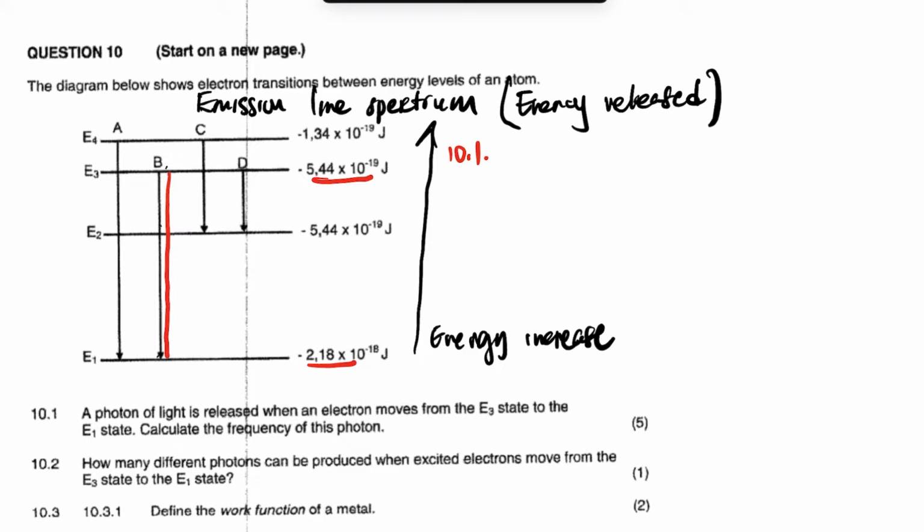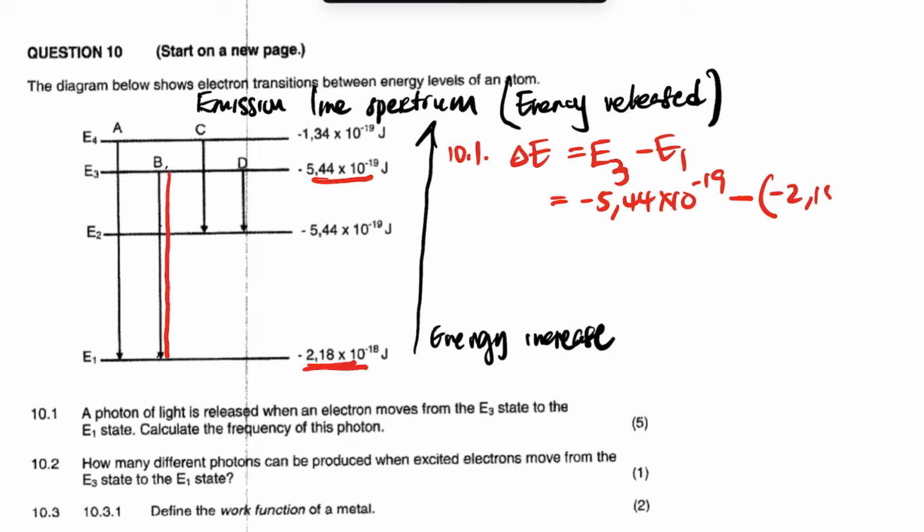So the way we're going to do that, we're going to use the formula. We have to calculate the change in energy. There's an energy change from that level to that level. We need to calculate that energy, which is the energy that is released. So it's energy level 3 minus energy level 1, which is negative 5,44 times 10 to the power negative 19, minus, open bracket, negative 2,18 times 10 to the power negative 18.